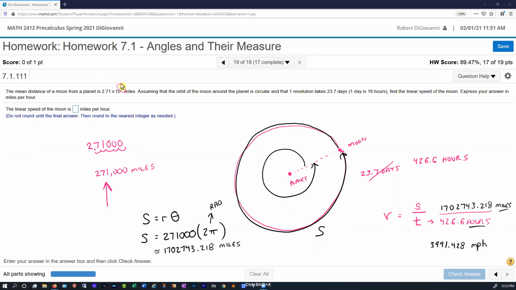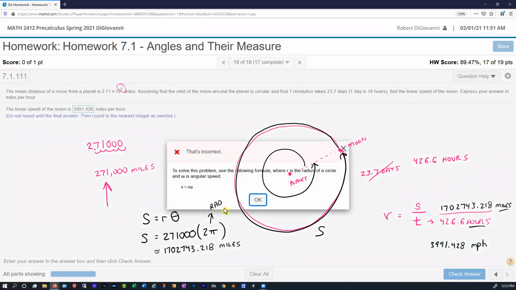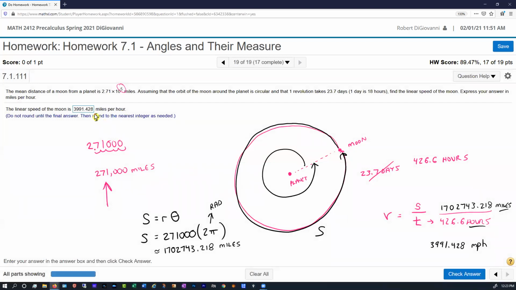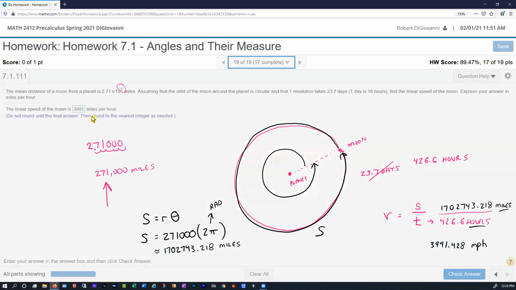So let's try this. So this is 3991.428. Uh-oh. What's going on here? Round to the nearest integer. Sorry, I went 3 decimal places. So it's just going to be, round down. So there we go.